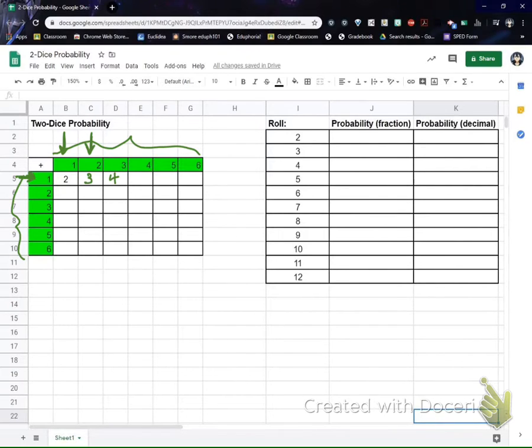So down the same column, I'm doing the same thing. If I got a 2 on the second dice, paired with a 1 from the first dice, that again gave me a total roll of 3. So really, again, we're just adding the number above it for the first dice and the number on the left for the second dice to find out the total number there. And that's going to give us our total number of possible outcomes.